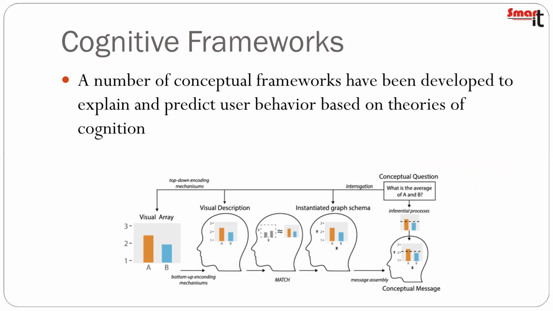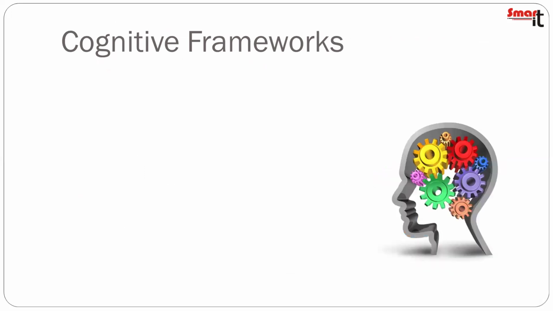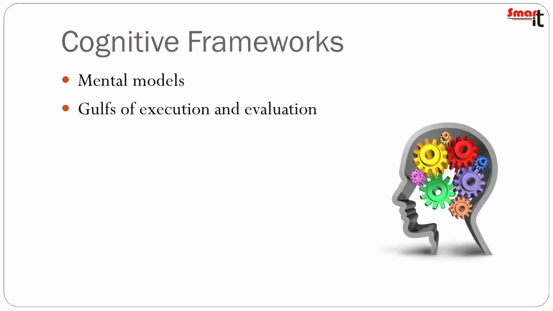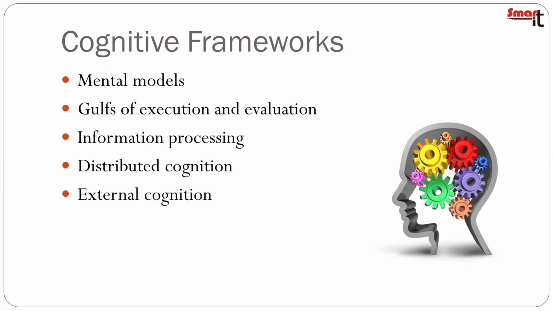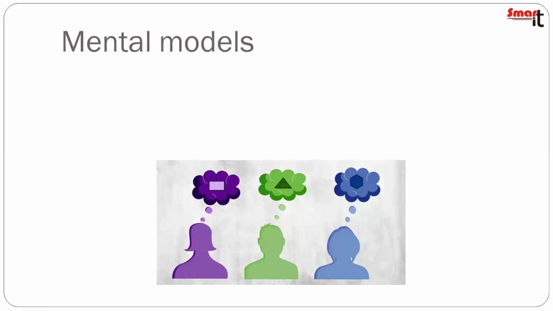And there are some cognitive frameworks also. Frameworks are there to help us do things in a better and easier manner. Some examples are: mental models, the gulf of execution and evaluation, information processing, distributed cognition, external cognition, and embodied interaction. We'll take them one by one.